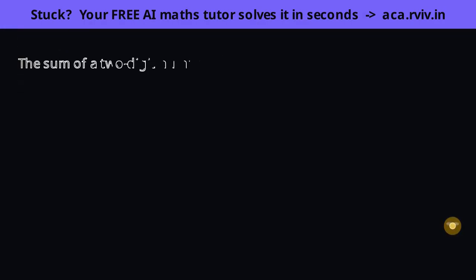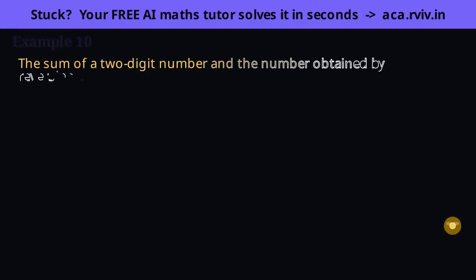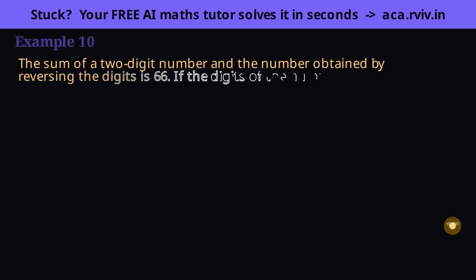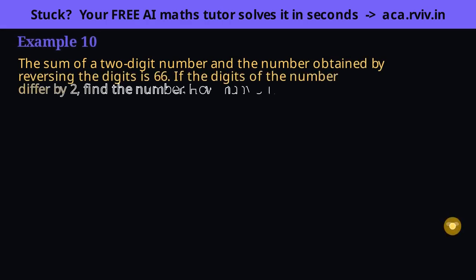Digit puzzles look mysterious until you remember what a two-digit number actually is. The secret weapon is place value. Let's unpack it. Here's the idea that cracks every digit problem.